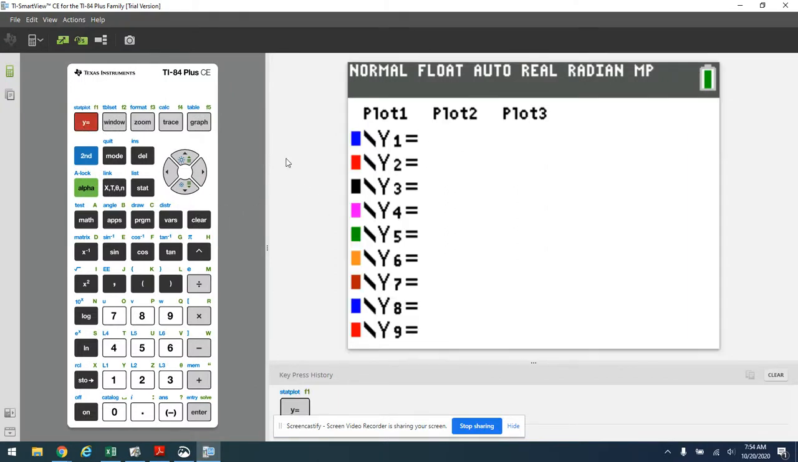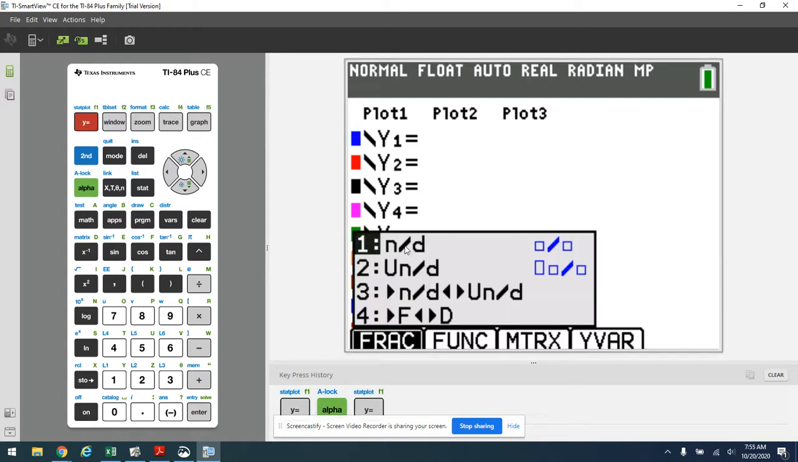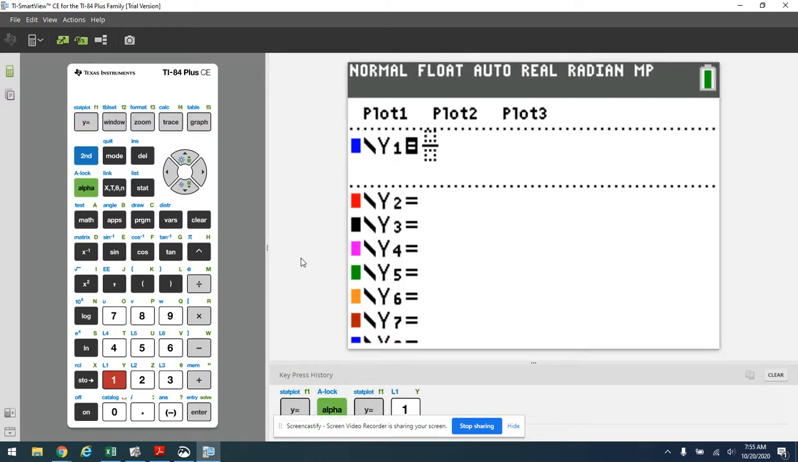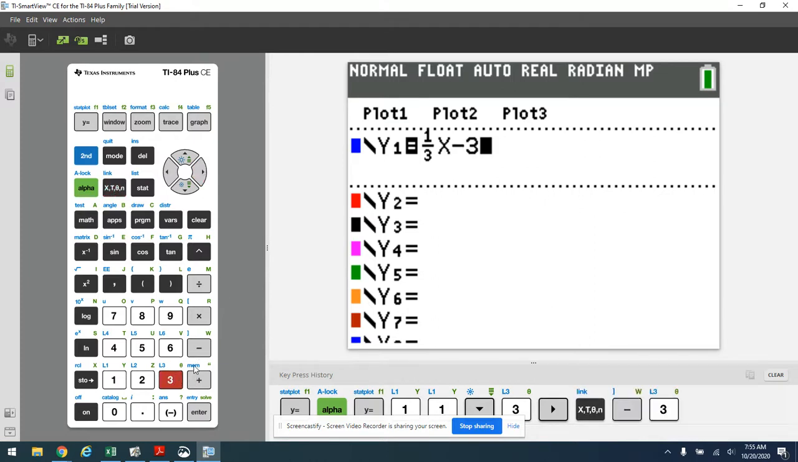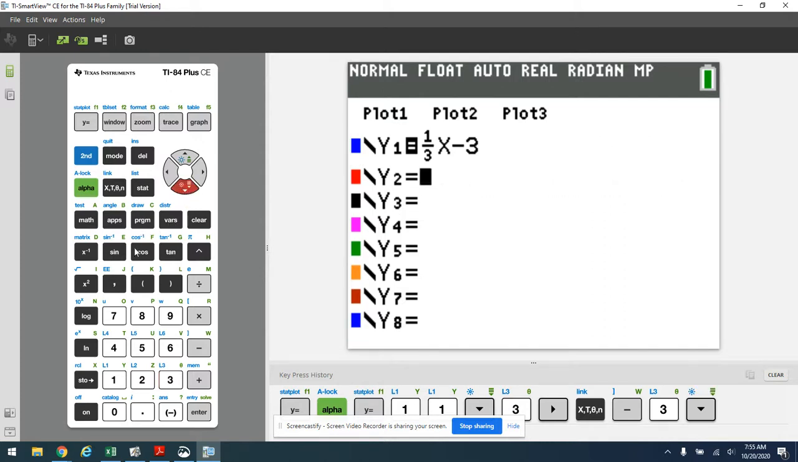So if I want to graph these two, I just do alpha y equals. So I can get that little fraction. I'm going to hit the number 1. So that would now have this little fraction. So it was 1 over 3 x minus 3, because it started at the negative. So minus 3 here.